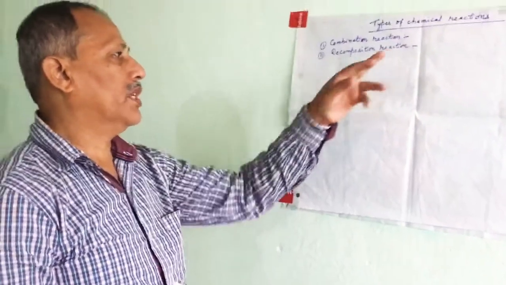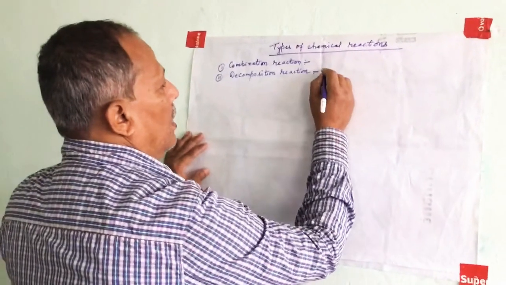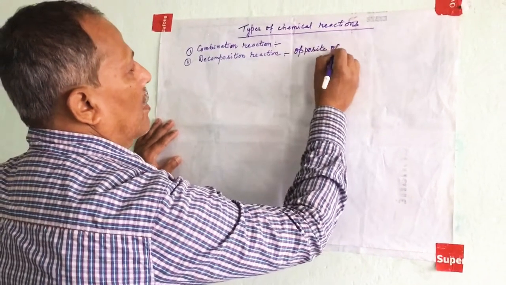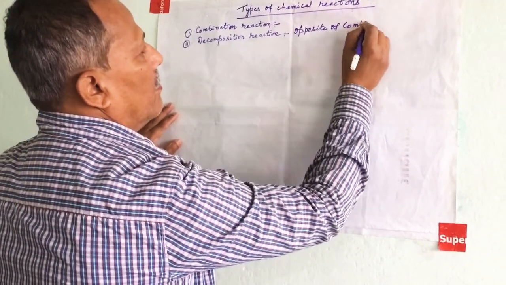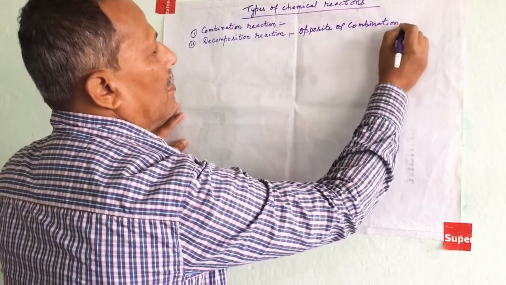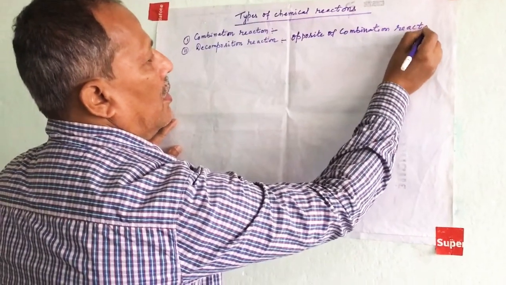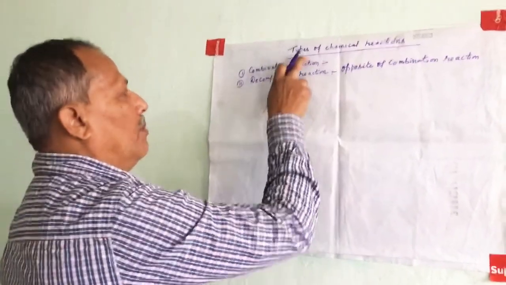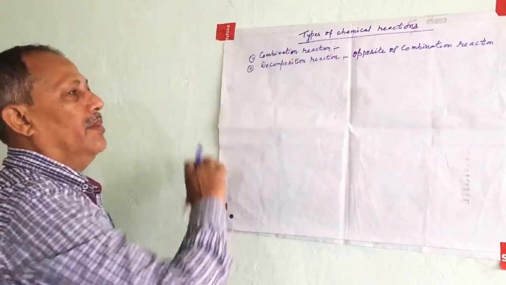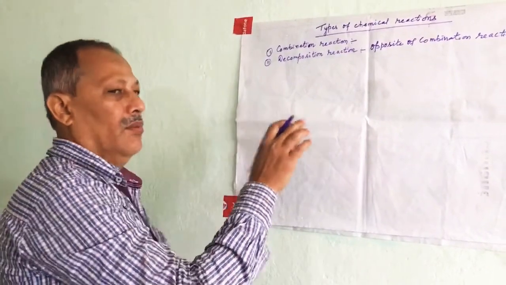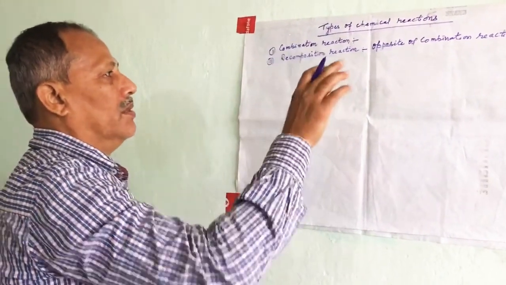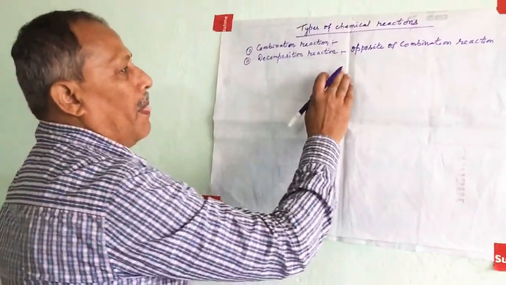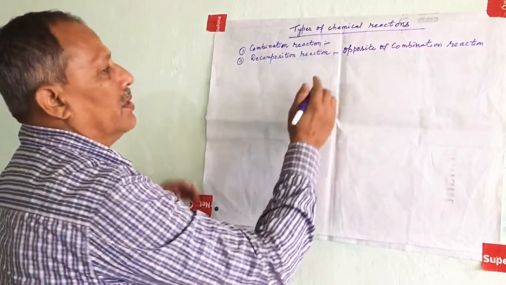So decomposition reaction, first point, it is the opposite of combination reaction. Sometimes it is also called the opposite of combination reaction. As in combination reaction, two molecules combine to form one molecule, here one big molecule is decomposed into two or more substances.